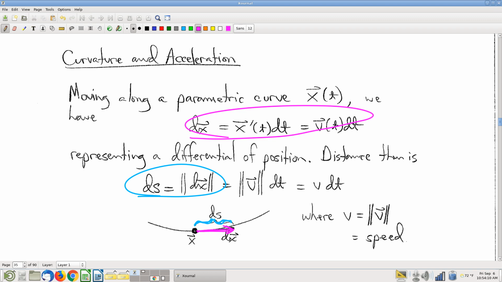Keep in mind, these are linear estimates, right? So the dx vector does not perfectly track the curve. It's a little differential tangent vector. The curve actually kind of bends away, probably, from that linear estimate. So it doesn't perfectly track the curve, but nevertheless, the magnitude of that dx vector, representing the length of our position differential, maybe should be thought of as representing the distance traveled.